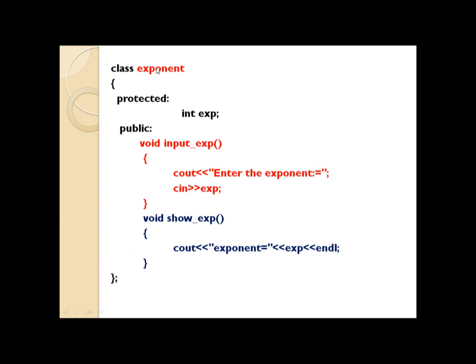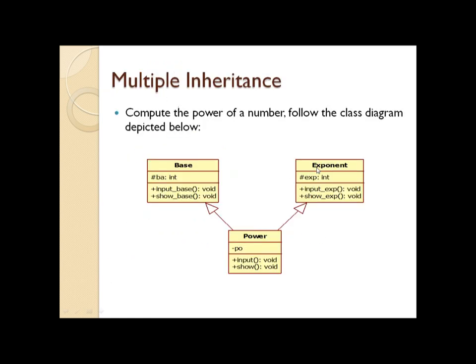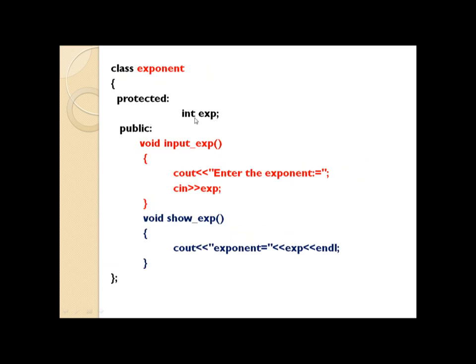Similar to that, we have written a class for exponent. Exponent is the name of the class. Here you can see the data member exp, an integer type data member written in the protected section. Then there are two functions given in the public section, input_exp. This function will accept the value for exp, and the second function show_exp will display the value of exp.